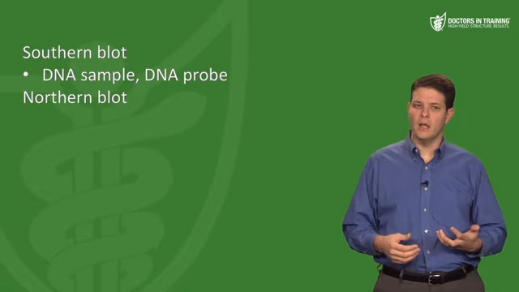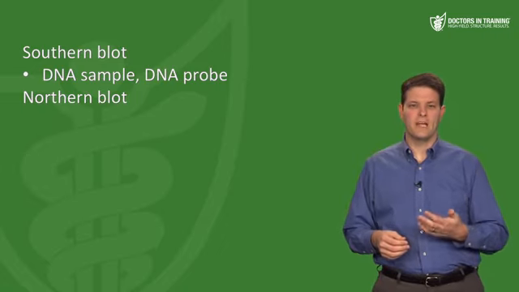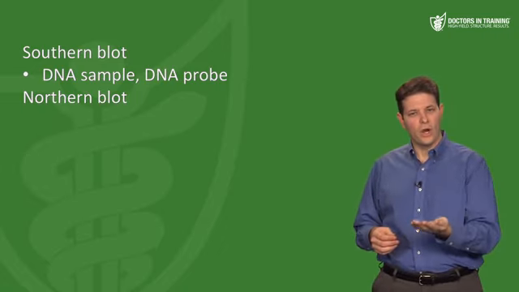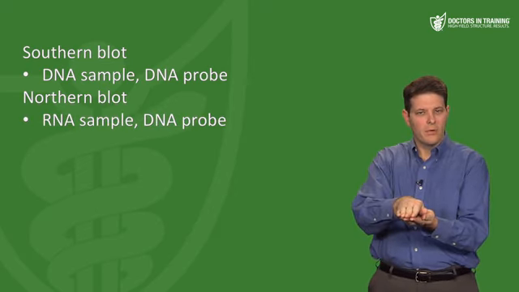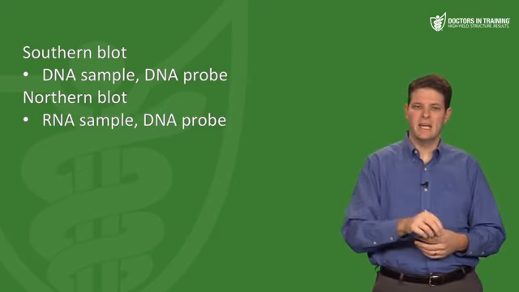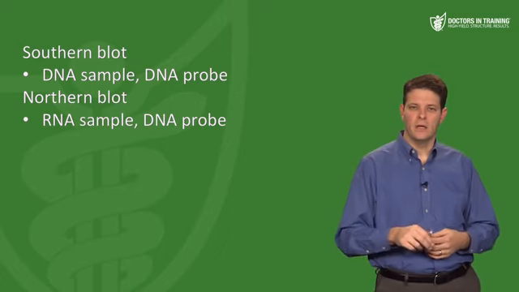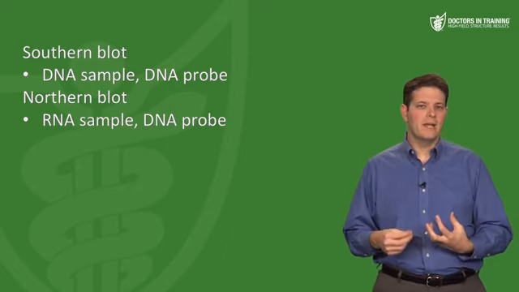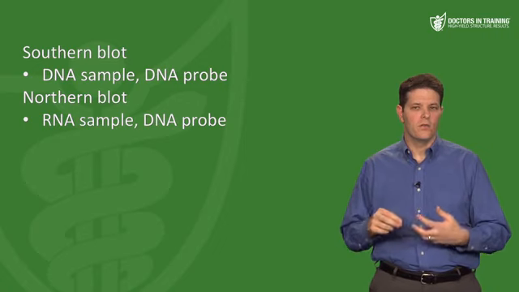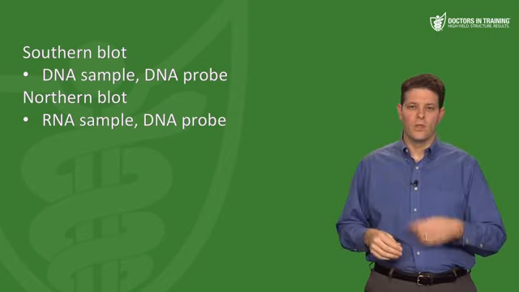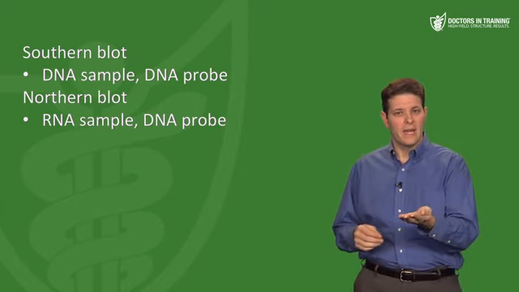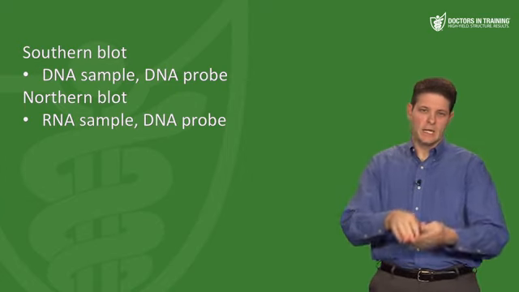Then a northern blot is very similar, except that instead of your sample being DNA, now your sample is RNA. So you're using a DNA probe to identify an RNA sample. So southern is looking at DNA, northern is looking at RNA. Again, that's your sample. I want you to write down next to that what the probe is. So for the southern blot, your sample is DNA, your probe is DNA. With the northern blot, your sample is RNA, and again, your probe is DNA.